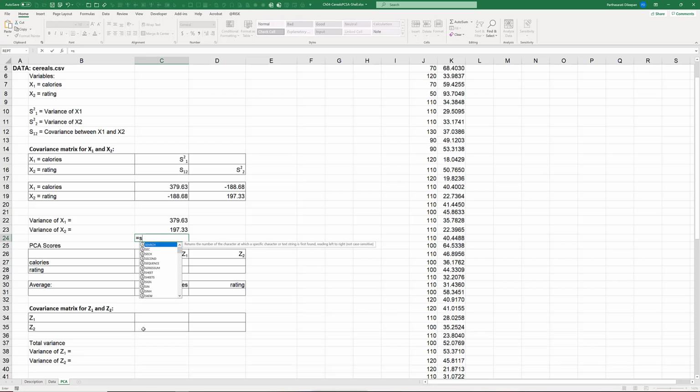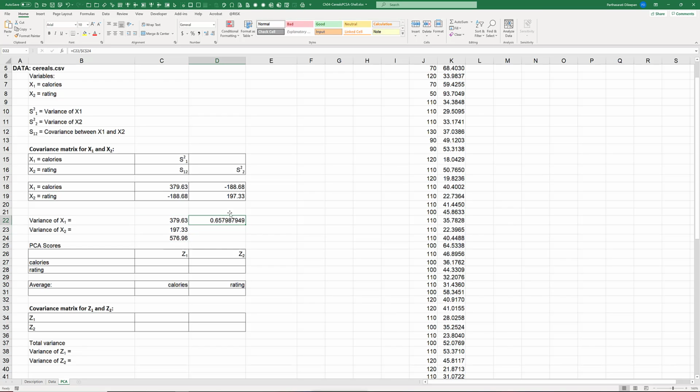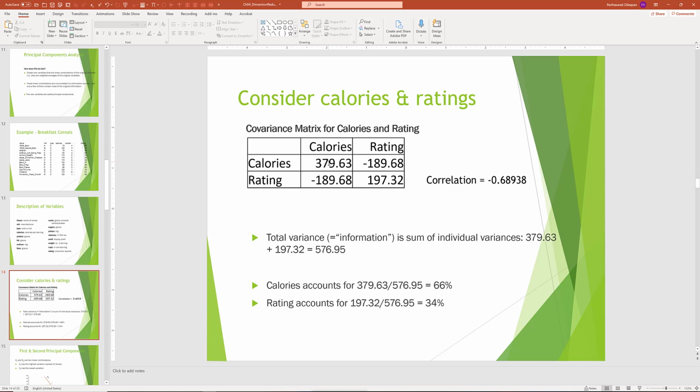Now if you take the sum of the two variances, that gives you the total variance between the two variables, and then you can express each variance as a proportion of the total. Then you can say what percentage of the total variance comes from x sub 1 and what percentage comes from x sub 2. That's what we had here in the PowerPoint: 66 and 34%.